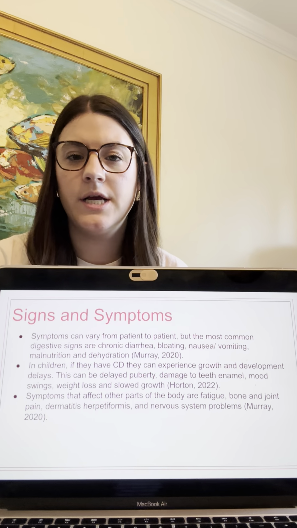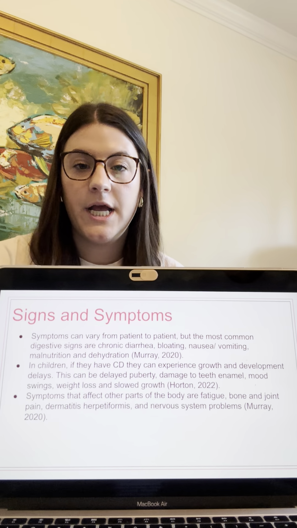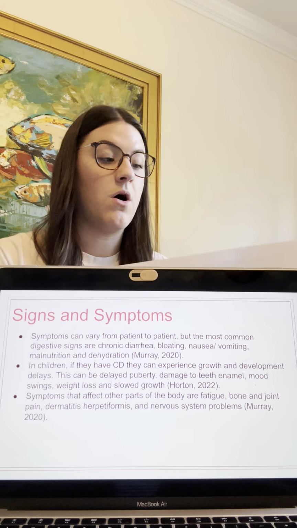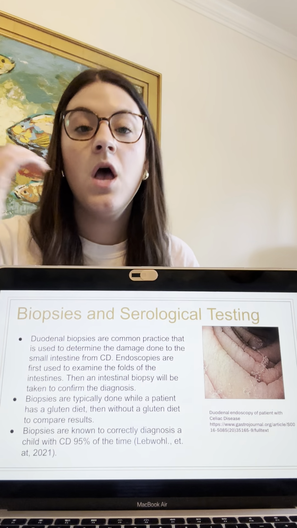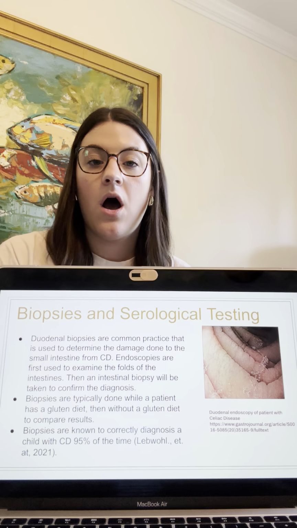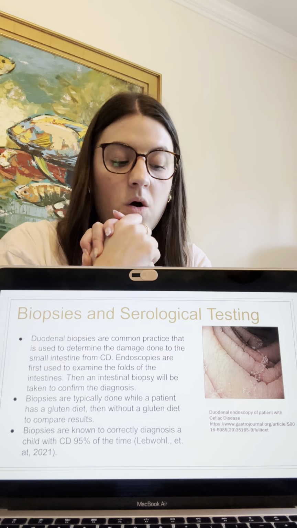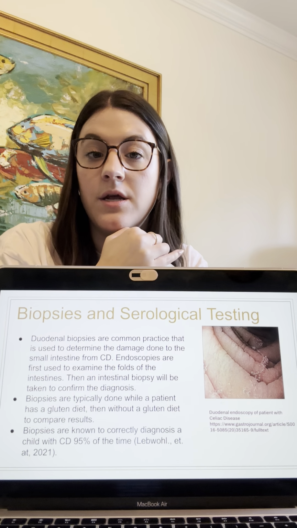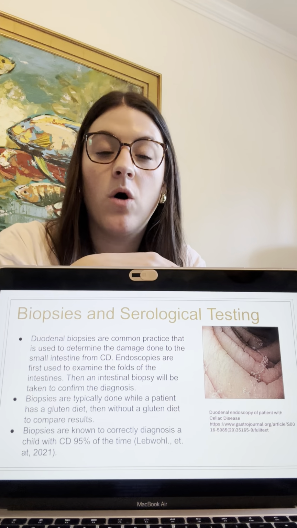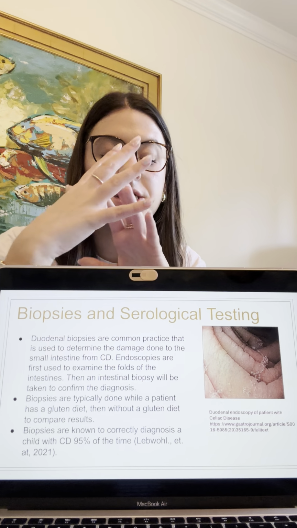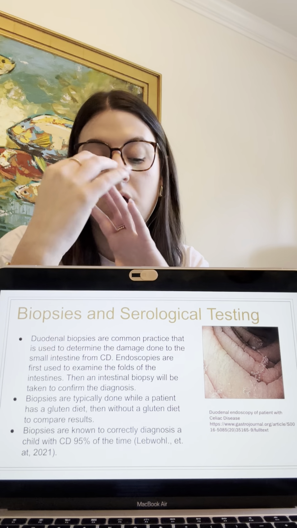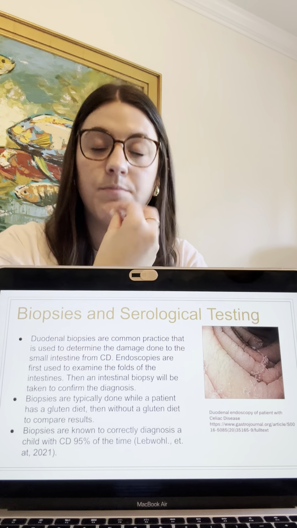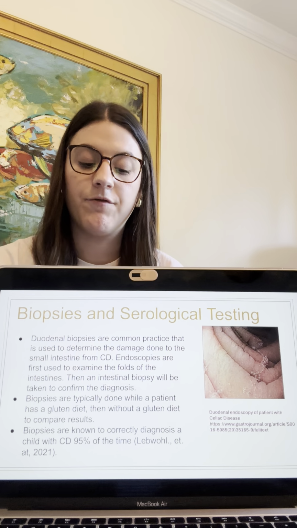Symptoms that affect other body parts are fatigue, bone and joint pain, and some nervous system problems. When biopsies are done, duodenal biopsies are common practice that is used to determine the damage that is done with celiac disease. They will also do an endoscopy just to examine the folds of the intestines. And then the intestinal biopsy will be taken to later confirm the diagnosis.